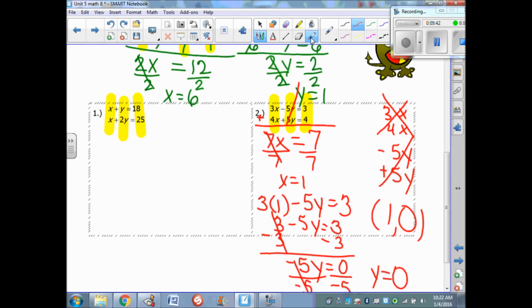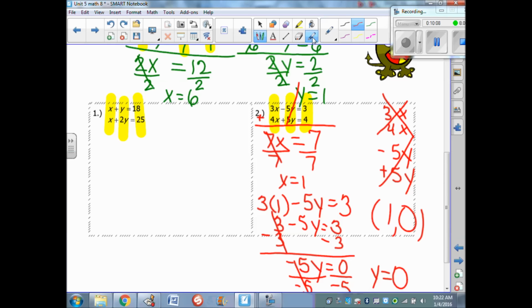Now I can see, do I have opposites? I have an x and an x. Those aren't opposites. I have a y and a 2y. Those aren't opposites. Uh-oh. I've got to do a little something extra to get opposites to happen. I can make this happen. I can force it to happen.